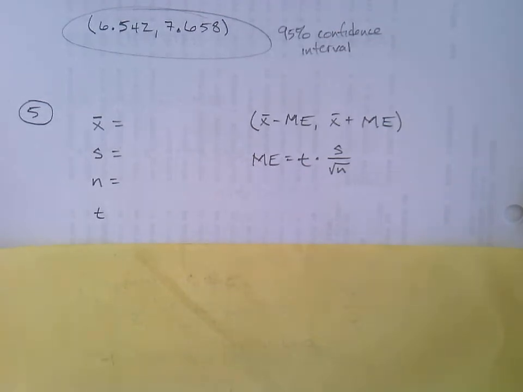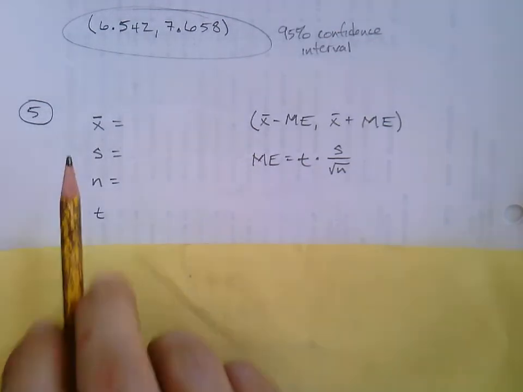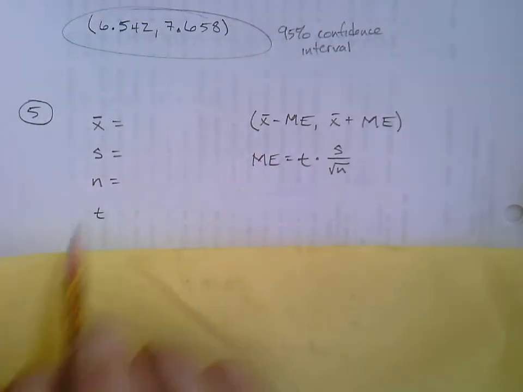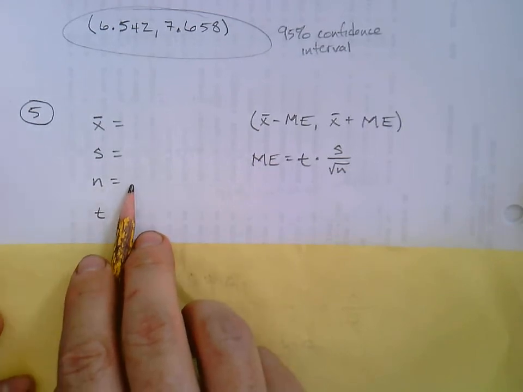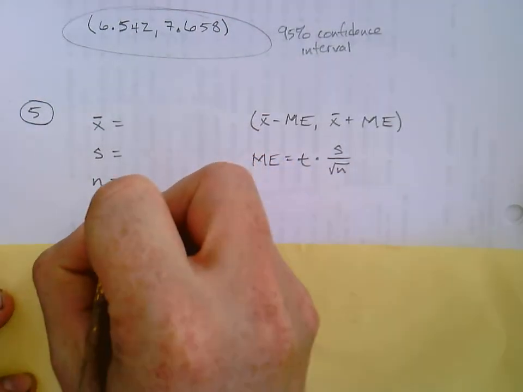So here's what we can kind of lay out for us. They did not tell us the sample mean. They did not tell us the sample standard deviation. The sample size we do know, right? How many data values did they give us? 7, right?